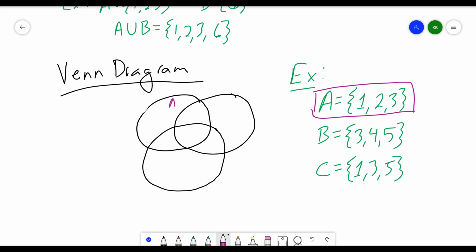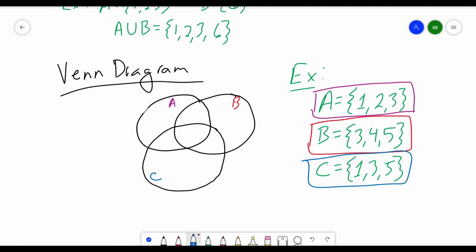So here's event A, it's this circle right here. I'm going to represent event B with red. So this is event B, it's this circle. And event C is going to be blue, and it is this circle. So if you notice, I have places where my circles are overlapping.